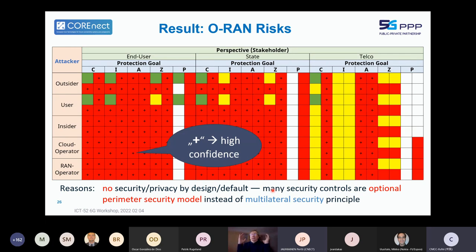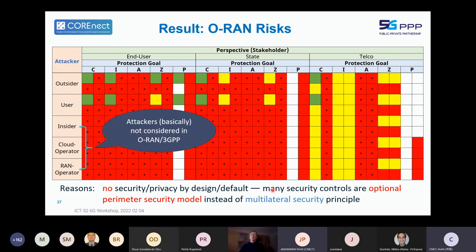That means we have to start thinking of standardization in a different way, because right now standardization is done for functionality only. And we just assume every employee at the equipment manufacturer is a perfectly good person. Everyone at the cloud operator is a perfectly good person. All the insiders there, the users, they're all good people. And we only look at possible attacks from the outside.